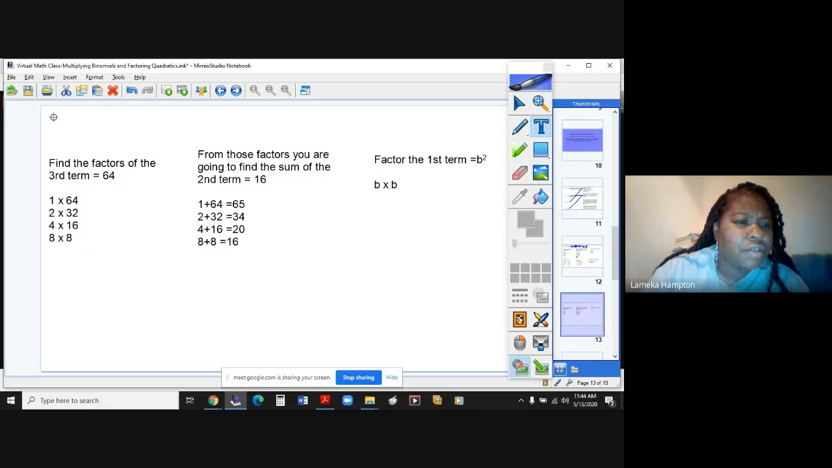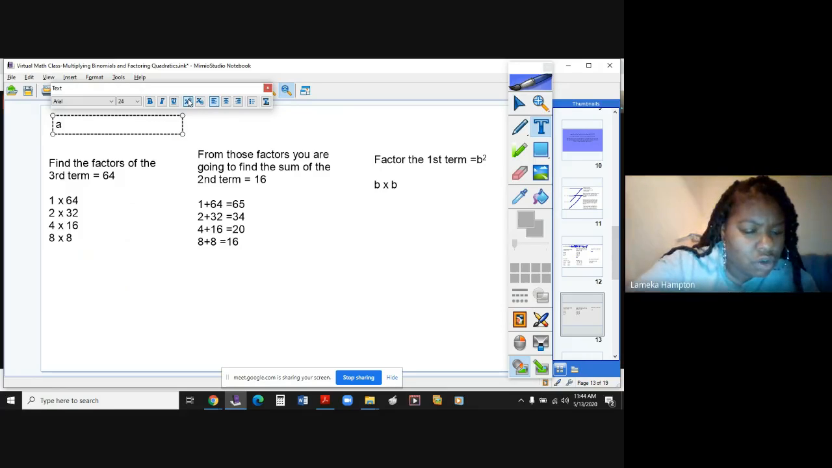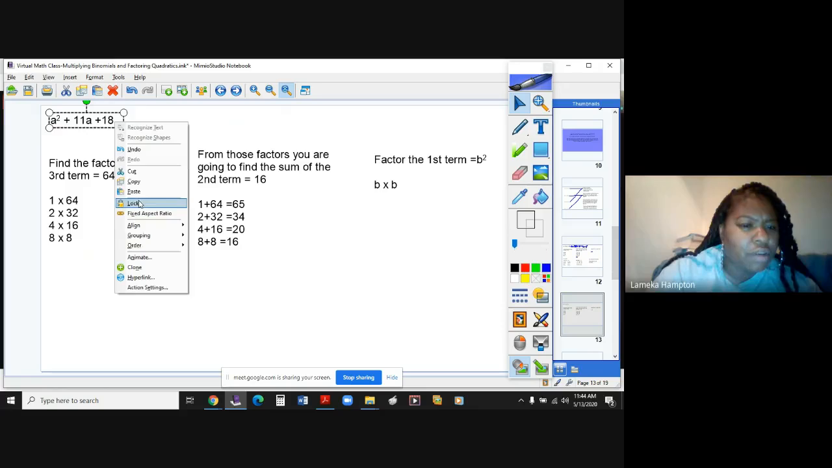So I'm going to type this out. A squared plus 11a plus 18. All right. So that is our trinomial. This is what we're working with right here. I'm gonna go ahead and move that way, and I'm gonna go ahead and lock it in place so that way it won't move.